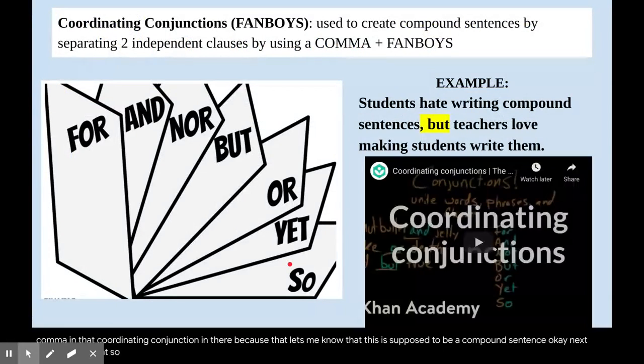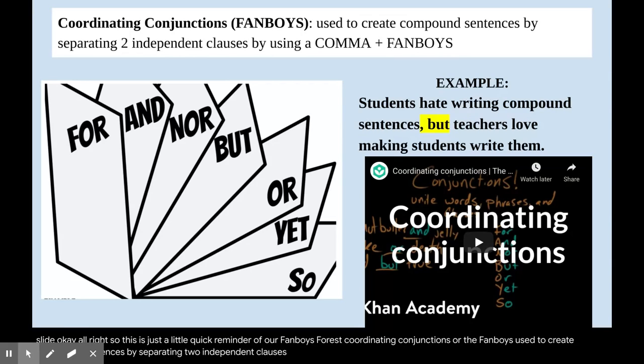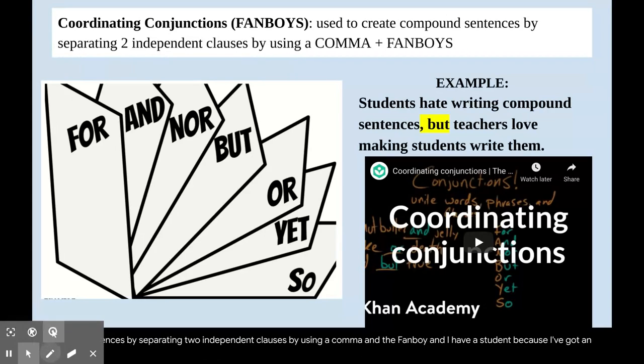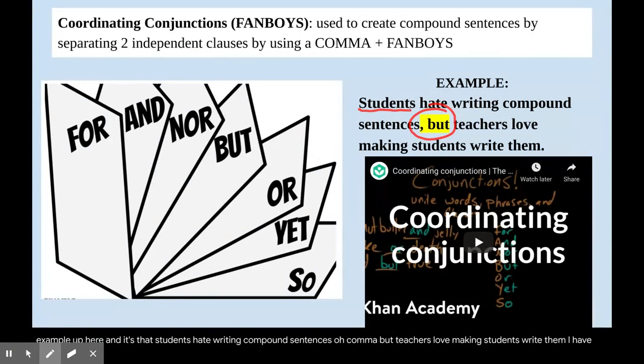All right. So this is just a little quick reminder of our fanboys, coordinating conjunctions. Or the fanboys used to create compound sentences by separating two independent clauses by using a comma and the fanboy. I've got my example up here, and it's that students hate writing compound sentences, comma, but teachers love making students write them. I have students as my subject, hate is my verb, I have teachers as my subject, love is my verb. So I have two independent clauses.